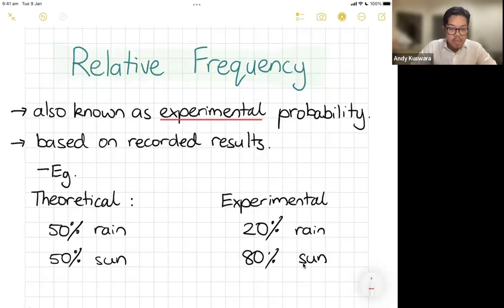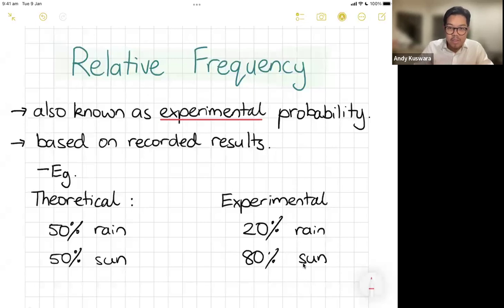Now, if I was to talk about, let's say, the weather tomorrow, it could either be sunny or rainy. So theoretically, it could be 50-50 either way, right? Because there's two options. It's either going to rain or it's going to be sunny, so theoretically it's a 50% chance for each. Whereas if we talk about realistically, or if I do an experiment, maybe we'll find that 80% of the days are sunny and only 20% of the days are rainy.